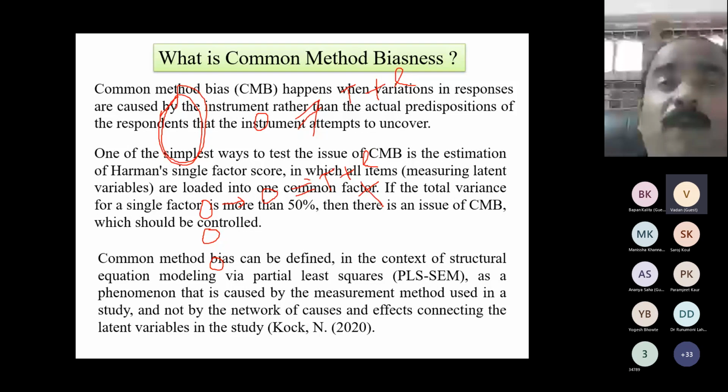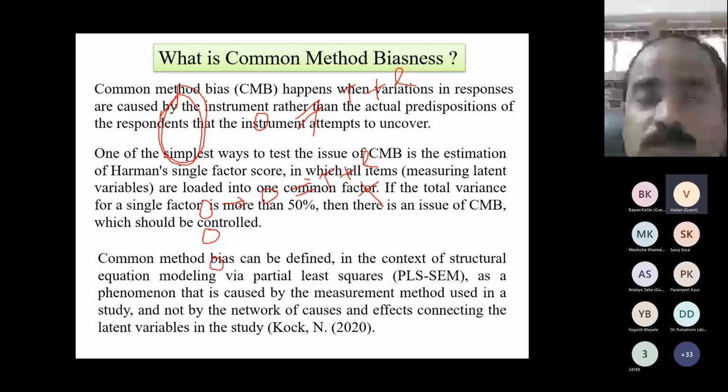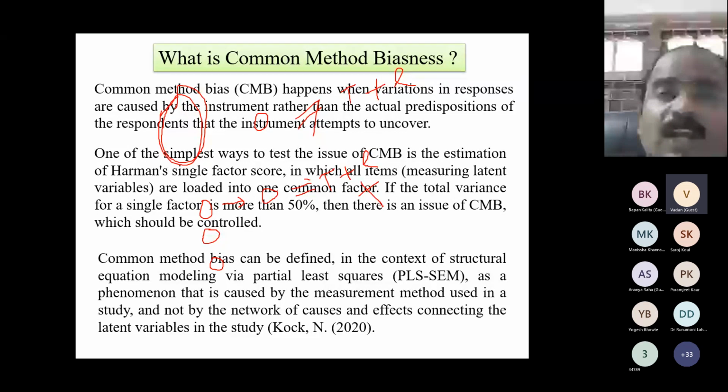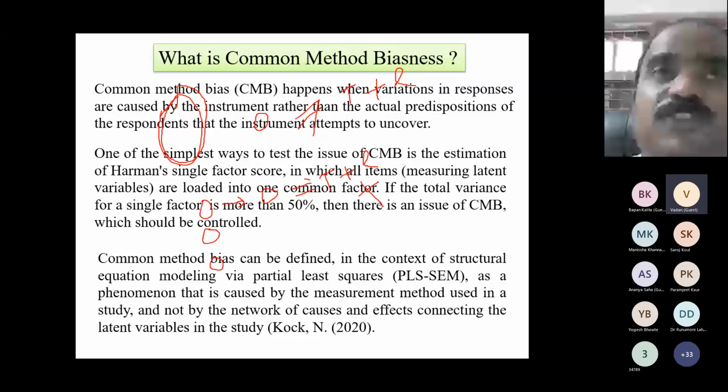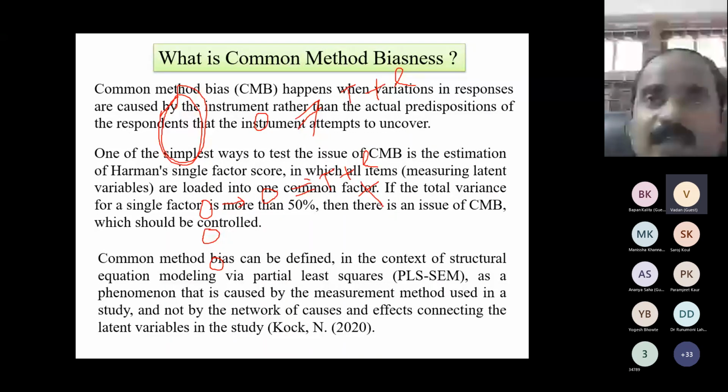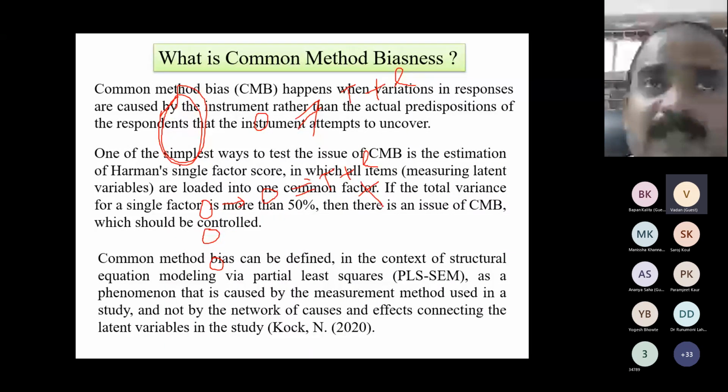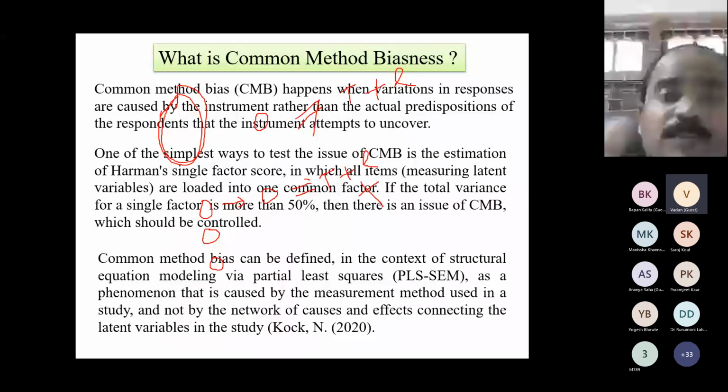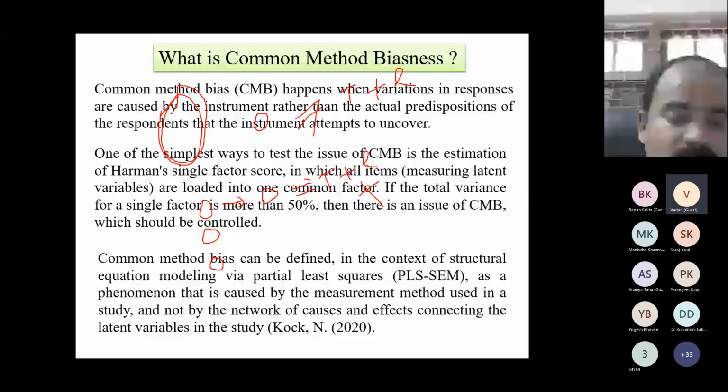Thereby it is assumed that there is no common method biasness, no method biasness in your research. Now we are saying it is assumed that your method of adopting the questionnaire, method of data collection, method of data analysis, method of interview do not create that much disturbance. The researcher is assuming that the error due to the method is negligible. How to test that? One of the most important tests is common method biasness, CMB.